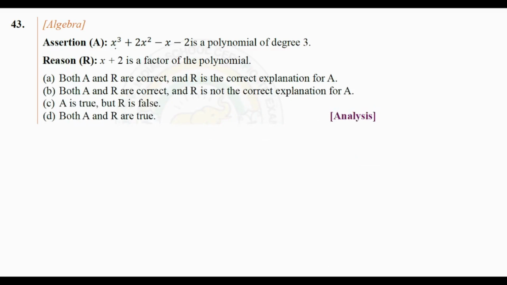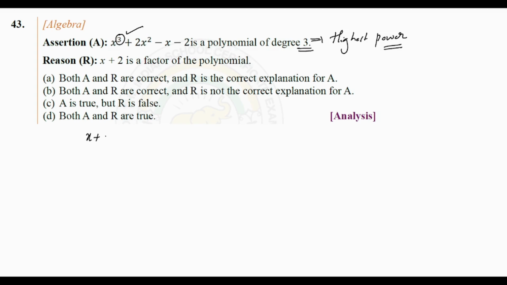See here, the assertion says a polynomial x cube plus 2x square minus x minus 2 is a polynomial of degree 3. How do you identify the degree of a polynomial? Highest power of the variable. Okay, the highest power of the variable is its degree. So the highest power of the variable is 3 over here. Degree 3 is right. Assertion is true.